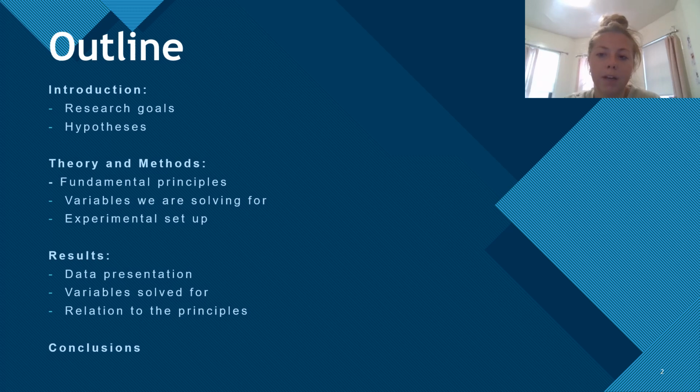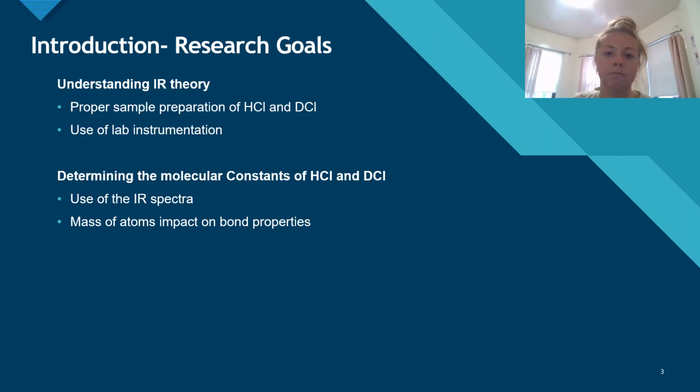First, I'm going to start by giving a brief overview of the main goals of this experiment and my hypotheses. Then I'm going to discuss the theory and methods used in this experiment. I will then go over the results of my experiment and finally make conclusions based on the results and the takeaways from the lab. Infrared spectroscopy is a useful tool for understanding the structure of small molecules.